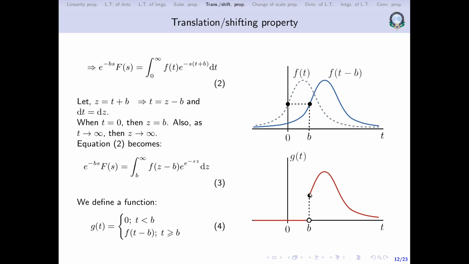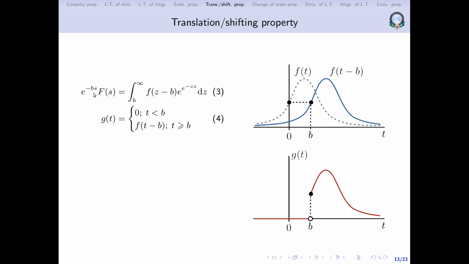So the function will take the same value as f of t minus b, and for t less than b, it will take the value 0. So this function g of t will be like this. For values less than b, it will be 0. For values greater than or equal to b, it will take the same value as this shifted function, the shifted original function. So that's this new function that we have defined over here.